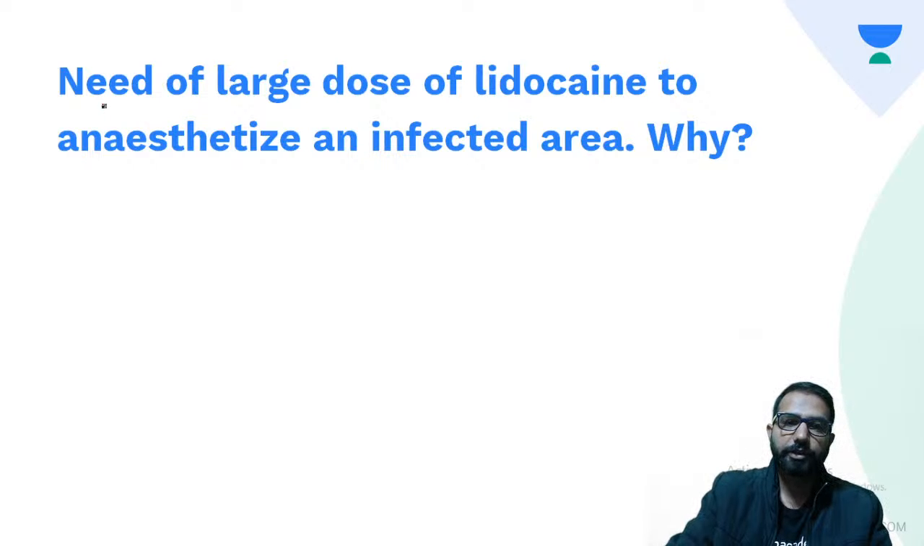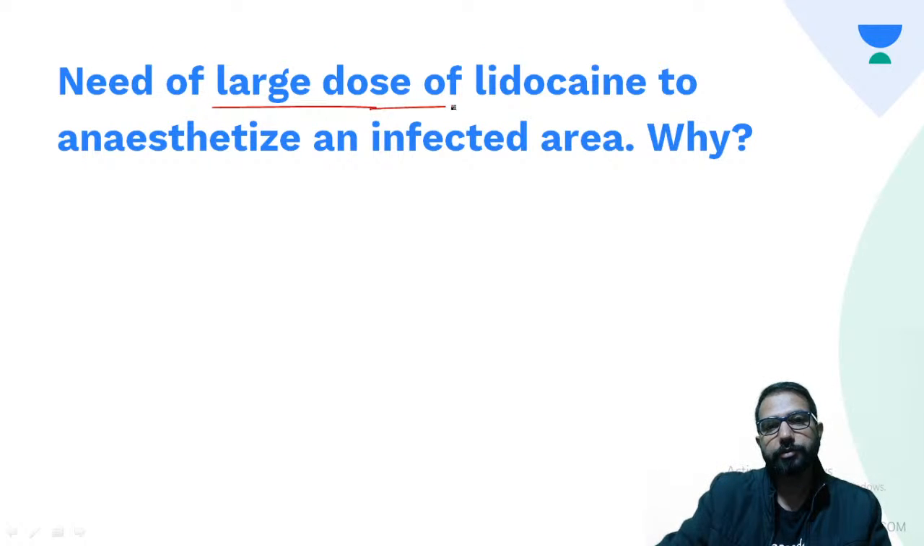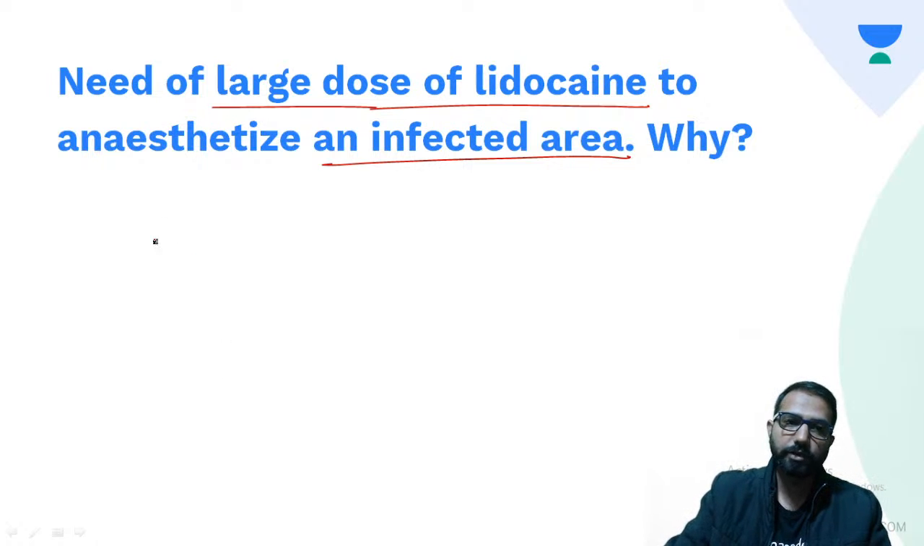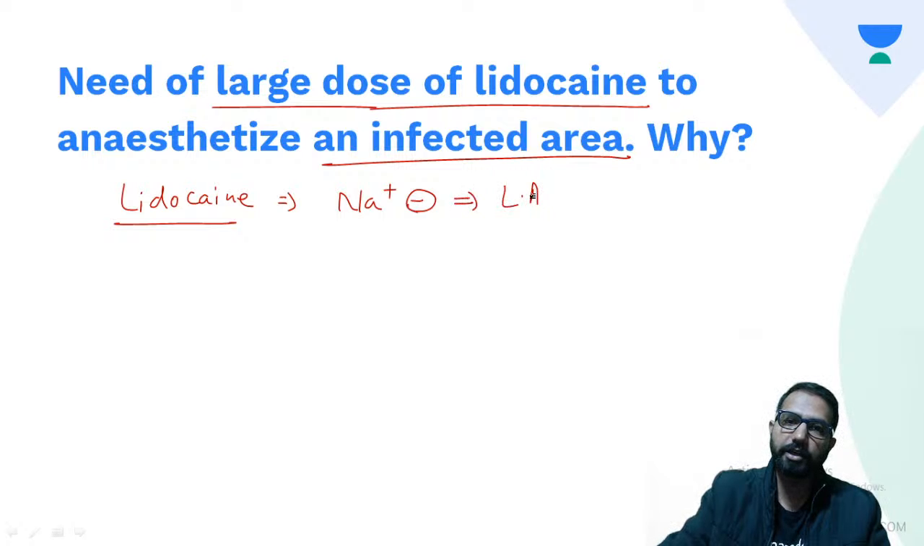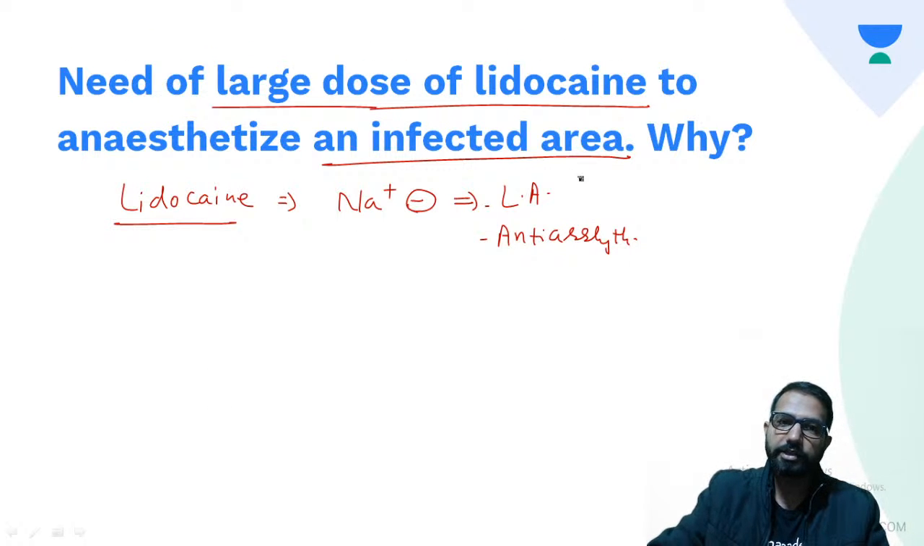Next, need of a large dose of lidocaine to anesthetize the infected area. Why the need of a large dose of lidocaine? So lidocaine is a local anesthetic sodium channel blocker, local anesthetic as well as antiarrhythmic, used in digitalis-induced ventricular arrhythmia. It is the drug of choice, lidocaine. In local anesthetics, it is in the amide group.